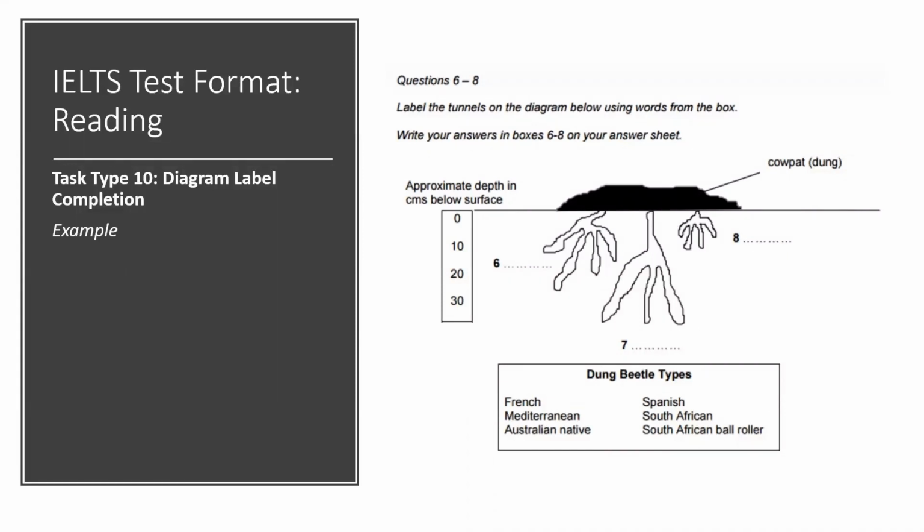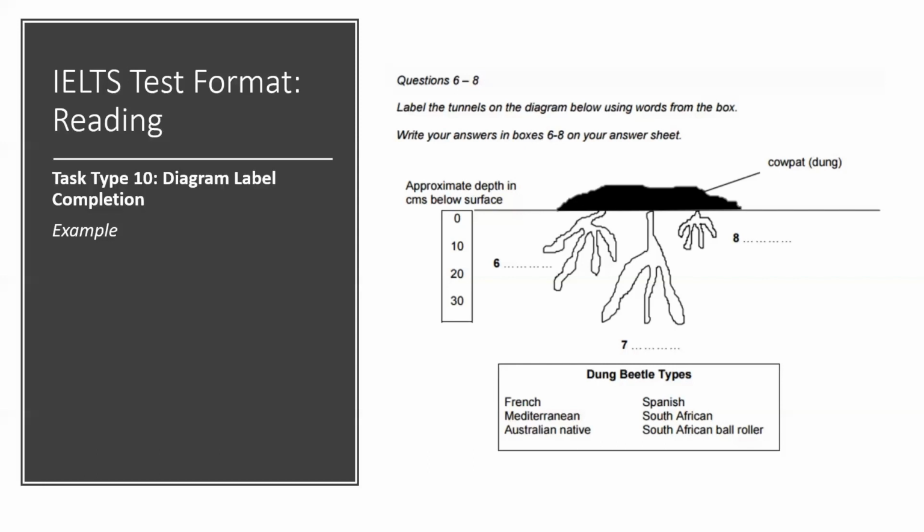Question 6 to 8. Label the tunnels on the diagram below using words from the box. Write your answer in boxes 6 to 8 on your answer sheet. Do you understand the diagram? Can you explain it? First, we have to go for the sixth question and choose one of the answers from the box, then to 7, and then to 8.